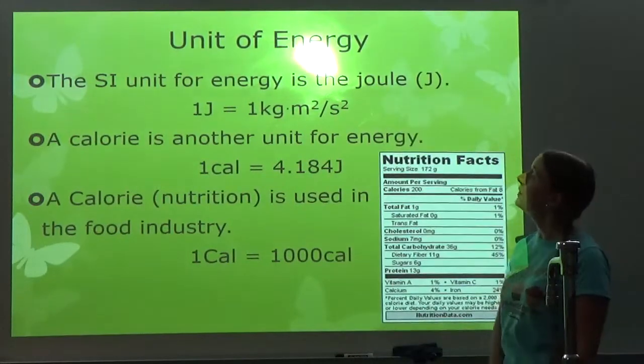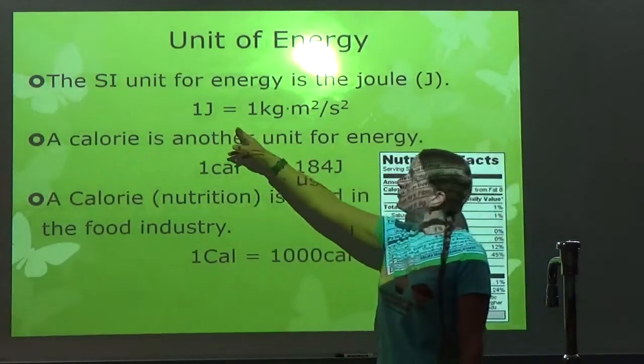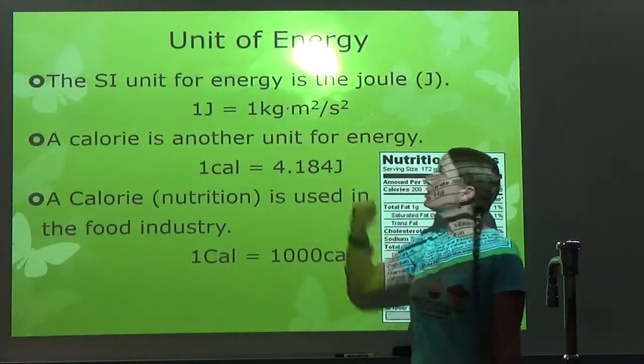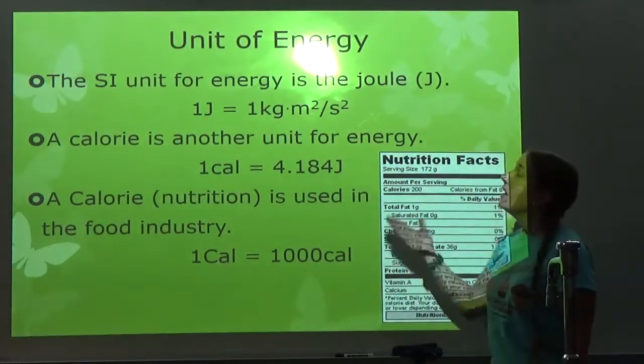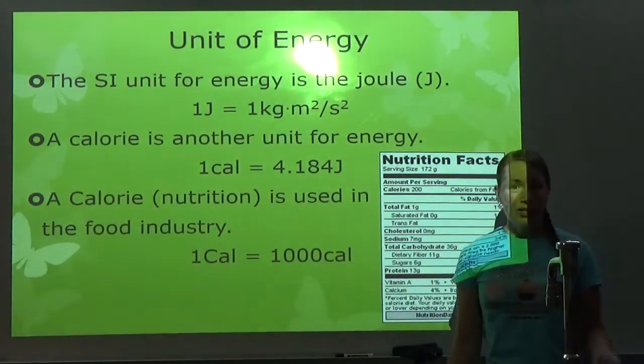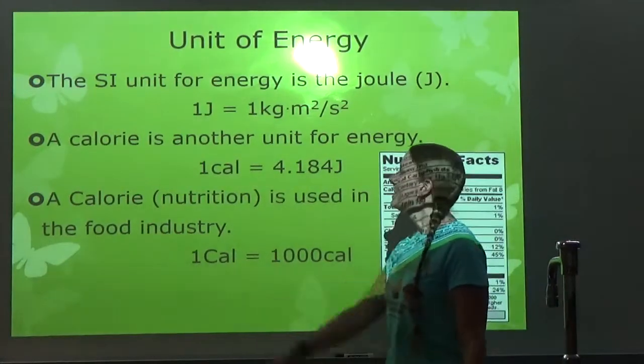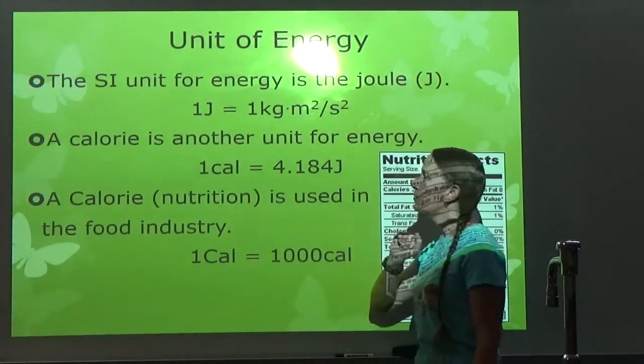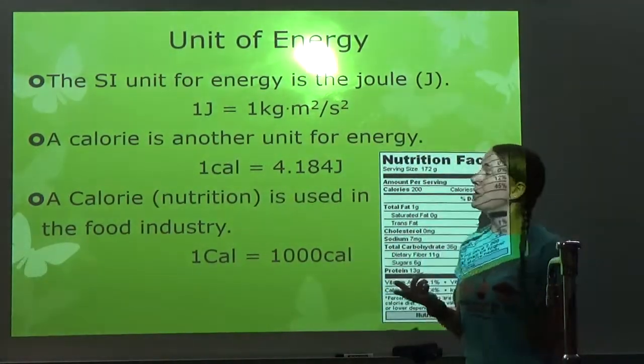So the SI unit for energy is the joule. A joule is just a kilogram times meter squared per second squared. A calorie is another unit for energy. Of course, that's what we use in America. And so 1 calorie equals 4.184 joules. So you can always convert between the two.